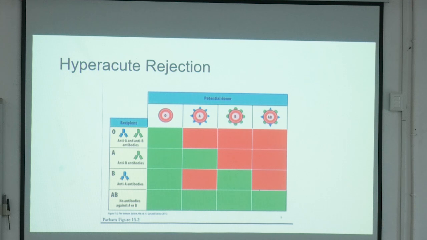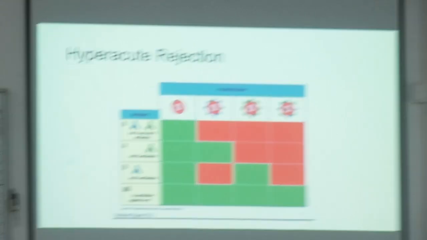This is the chart, and you can see that if a person has both anti-A and anti-B antibodies, like in blood group O, you cannot give AB blood group. This is the same chart you have studied. So by this, we can prevent ABO incompatibility between the graft and the recipient.